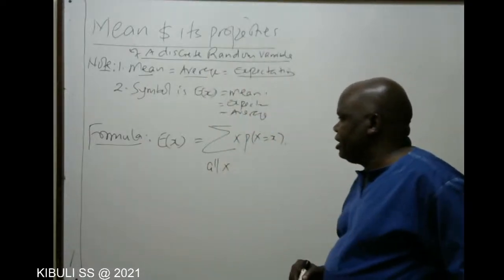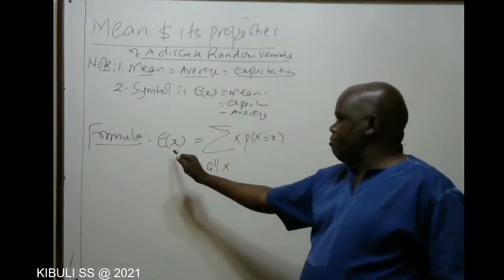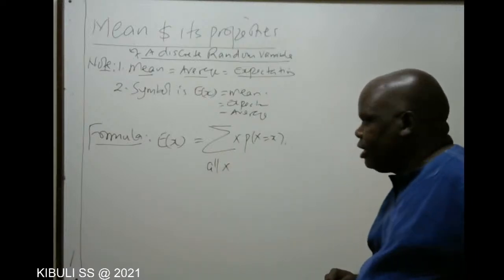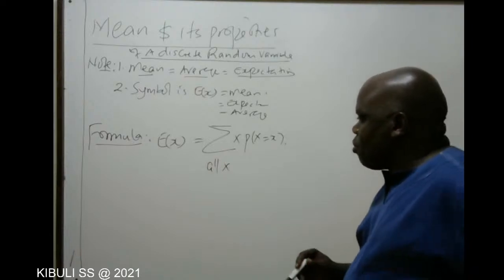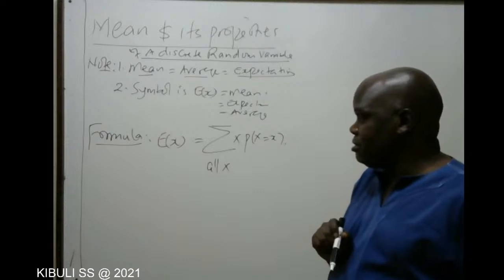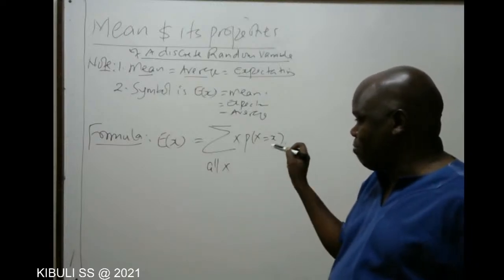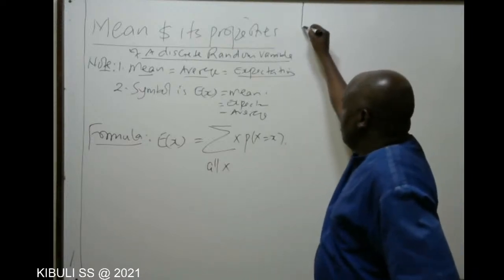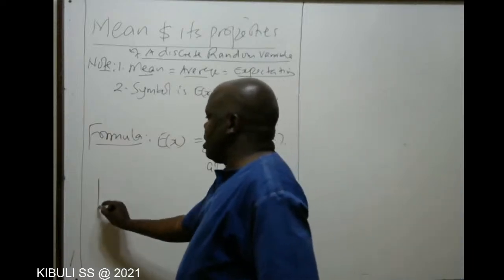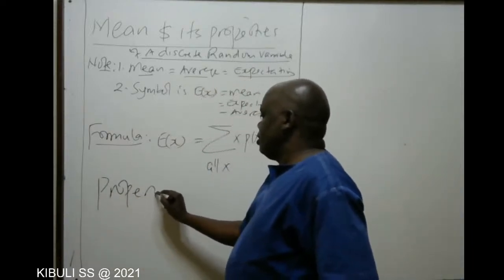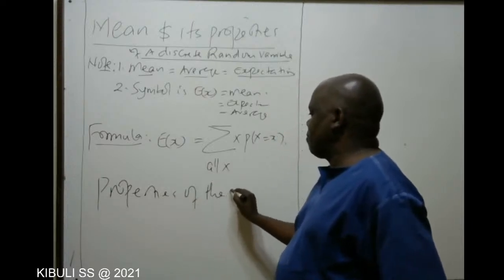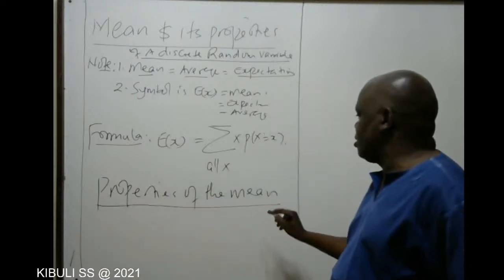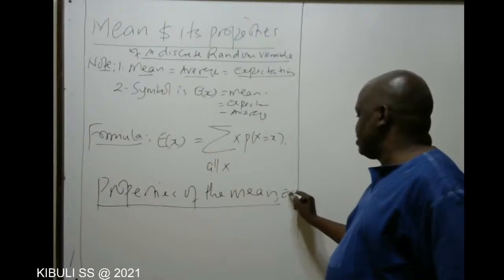We're just extending. So the mean is given by the formula sum of all X, X times the probability of X is equal to X. That's the mean. Now, what are the properties? As a student of applied mathematics, for this you need to know these properties because we are going to use these properties for our computations. So you need to be aware of the properties of the mean, which we have said is denoted as EX.